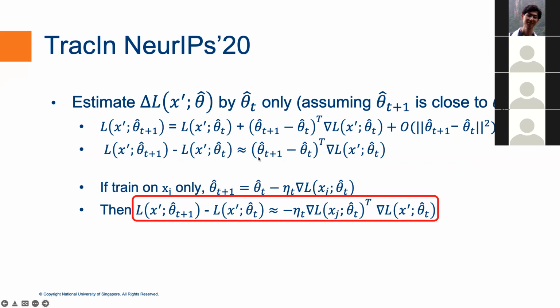But here we observe that theta t plus 1 still exists on the right-hand side. So we need to express it in terms of theta t only. If we train on xj, we are doing gradient descent on xj. So theta t plus 1 should be equal to theta t minus the learning rate times the gradient for xj. And we plug it into the original expression.